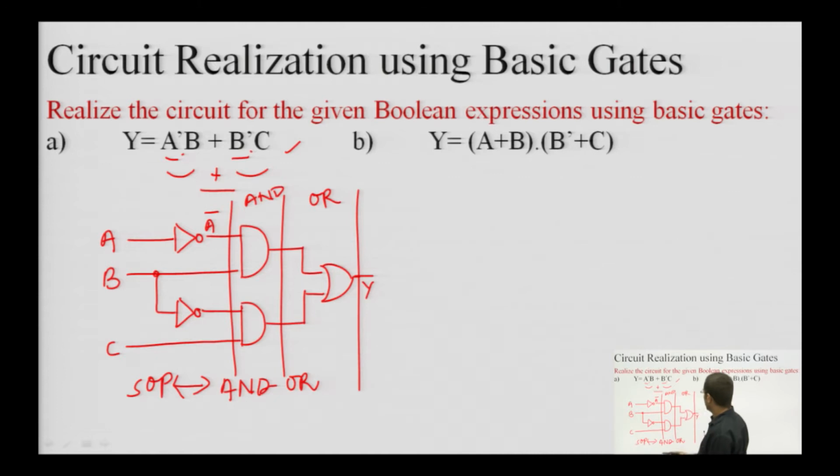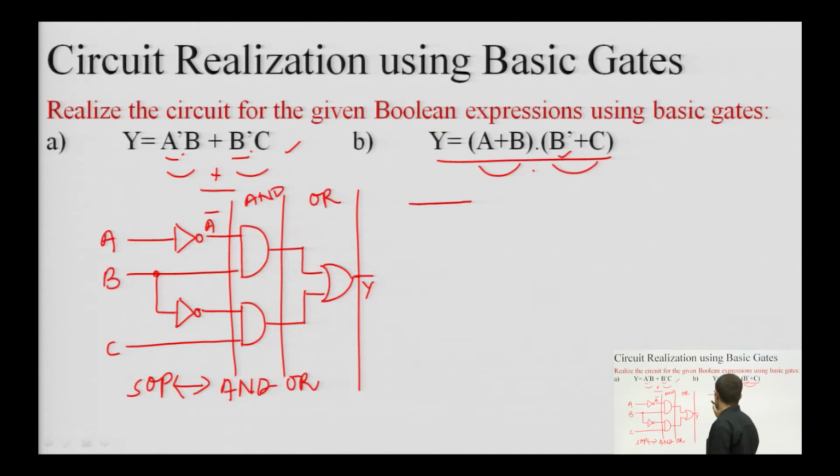Similarly, the second expression which has to be realized is a POS expression. From this POS expression I can see that B bar is required and there is no other variable which needs to be complemented. So, there is a single NOT gate requirement, then I will be using an OR gate for each sum, and then both these sums will be multiplied with the help of an AND gate. So, let us prepare it.